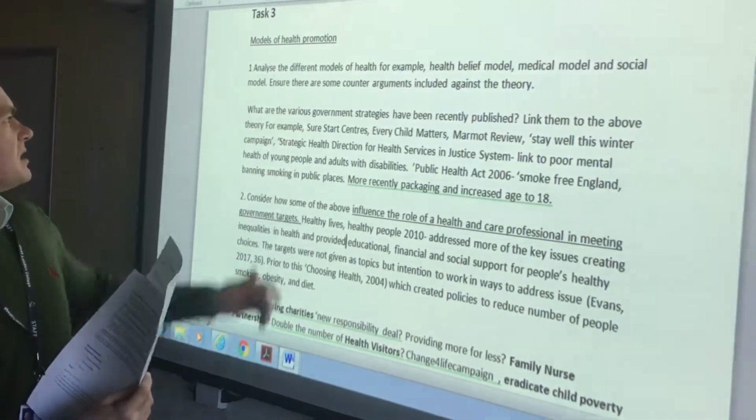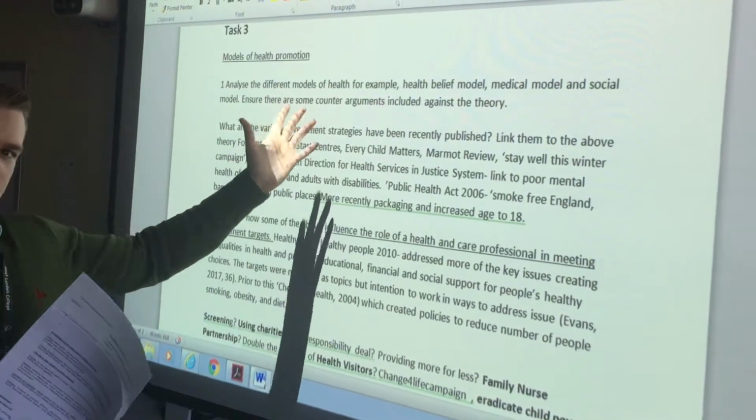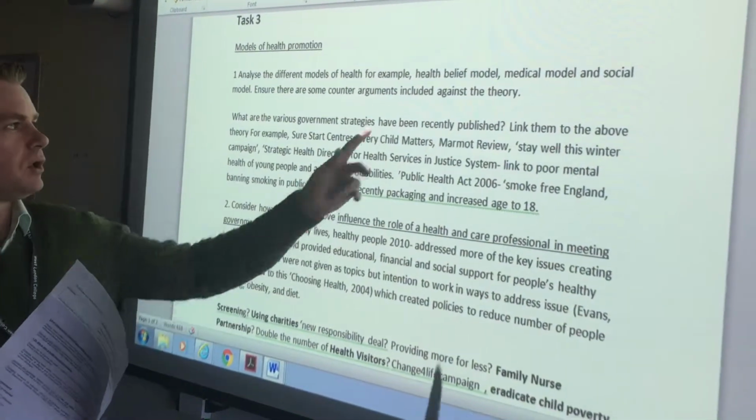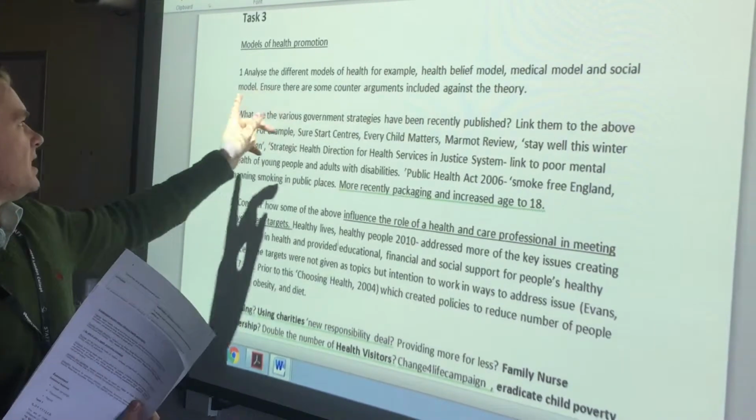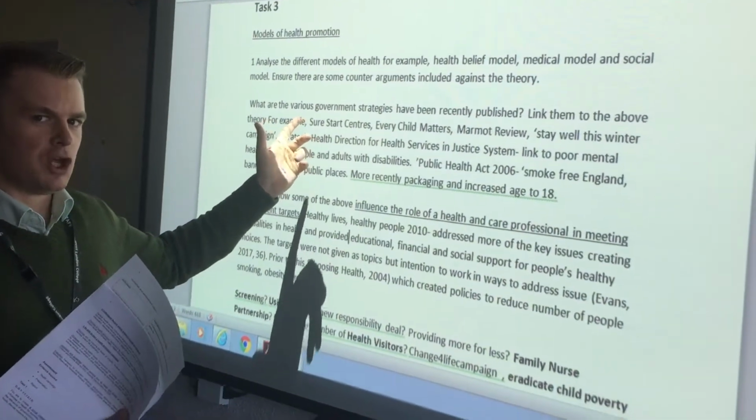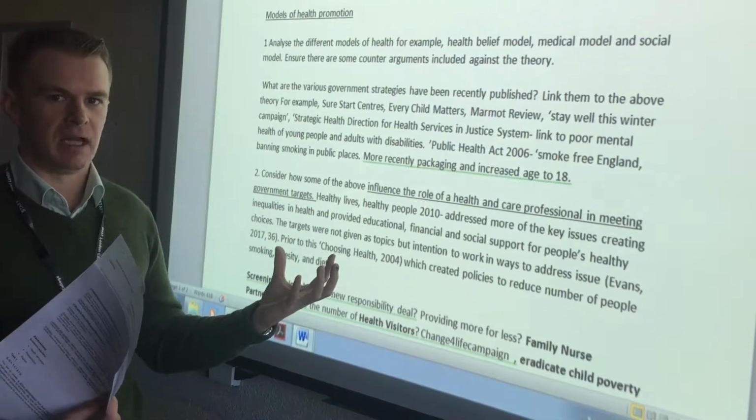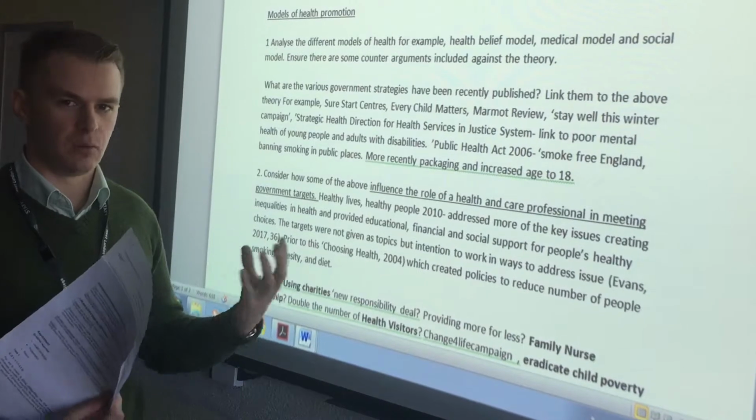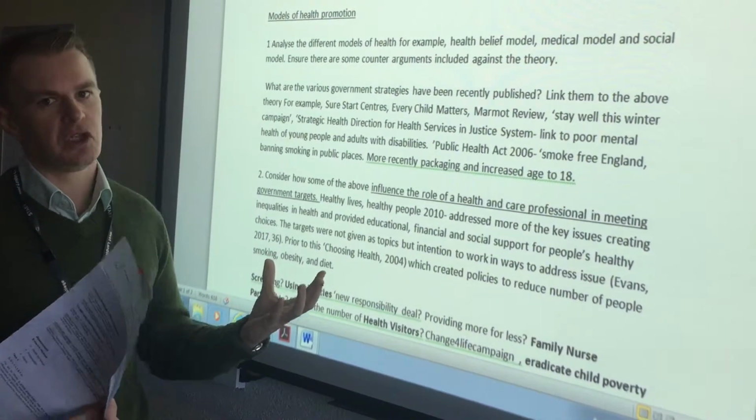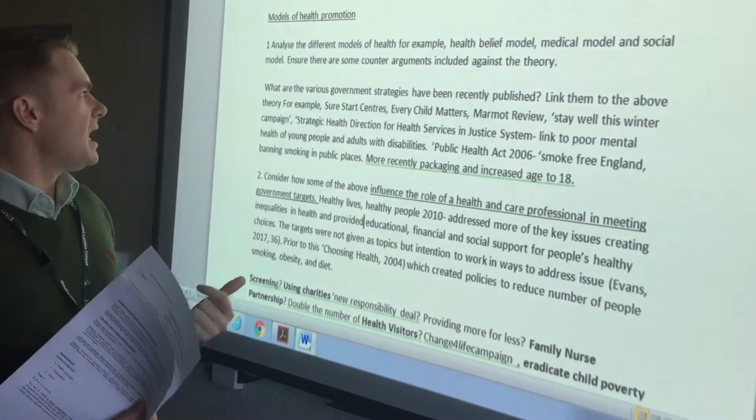So here we go. What we'll be doing is analysing the different models of health. So you need to be aware of the health belief model, the medical model, the social model, and there's various other models that we've been looking at. So you may want to just analyse what those models are and how they work in practice. There's lots of information in the Evans book there again to look at.